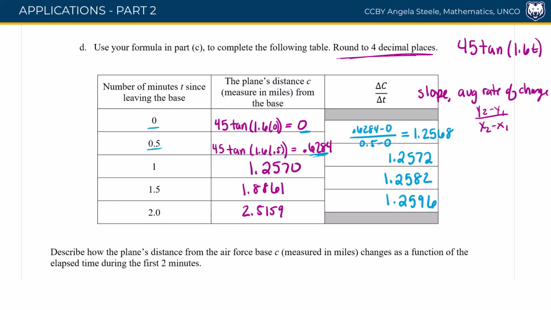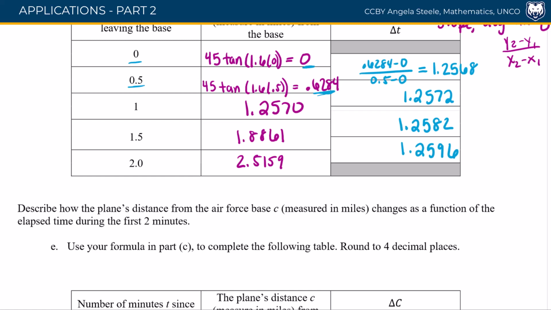Okay, and then for this question it says, describe how the plane's distance from the Air Force Base, measured in miles, changes as a function of time elapsed during the first 2 minutes. If we look at our table of values, the input is the time, up to 2 minutes, which means that time is increasing. In the next column, the plane's distance is increasing. And when we look at the slope, these slopes are getting larger. Very small, but they are increasing.